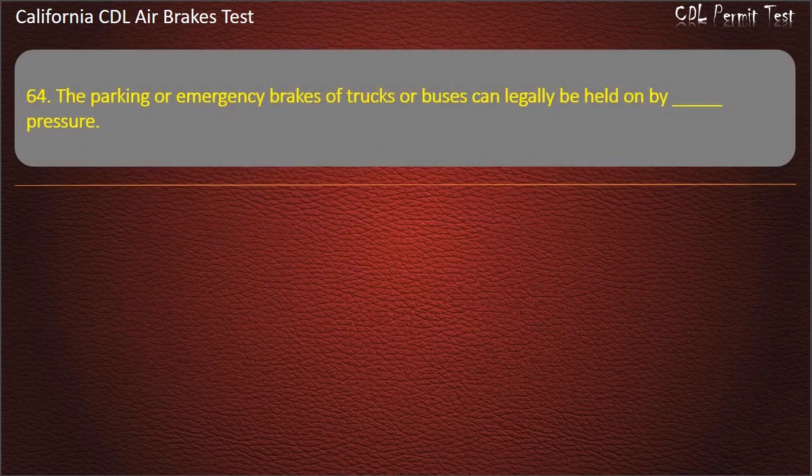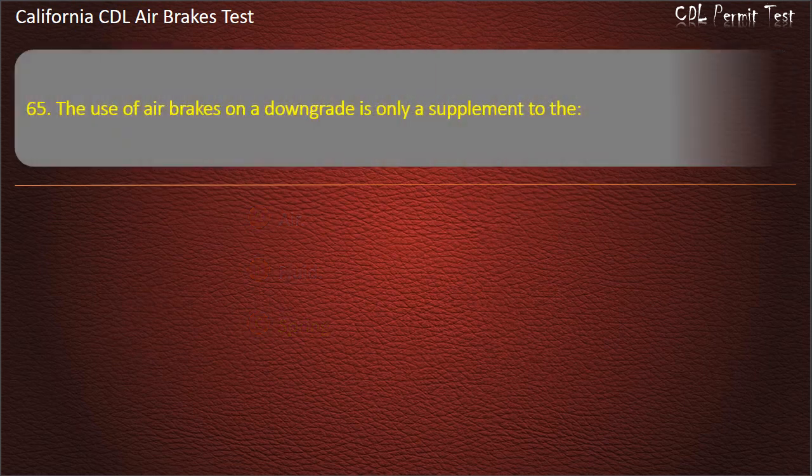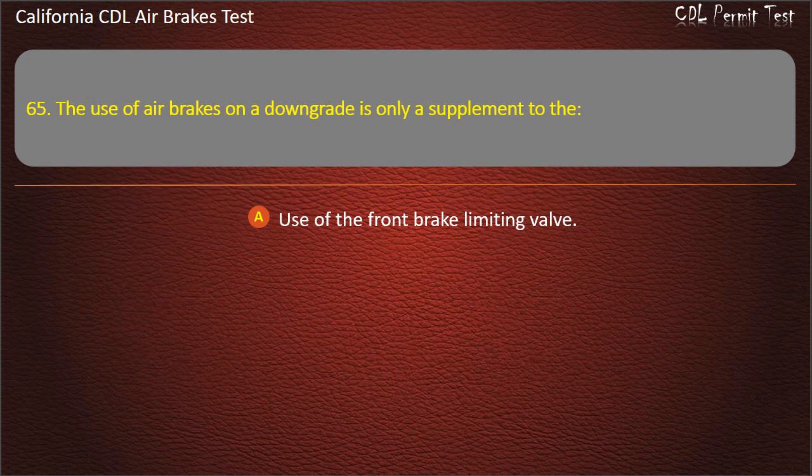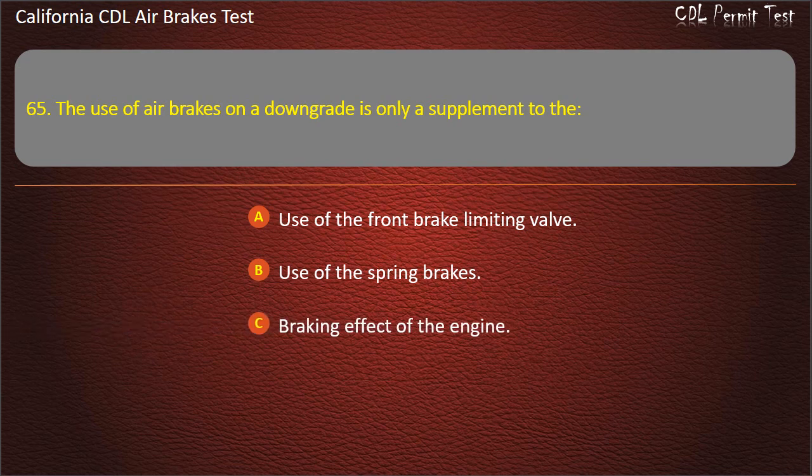Question 64. The parking or emergency brakes of trucks or buses can legally be held on by pressure, air, fluid, spring. Answer: spring. Question 65. The use of air brakes on a down grade is only a supplement to the use of the front brake limiting valve, use of the spring brakes, braking effect of the engine. Answer: braking effect of the engine.